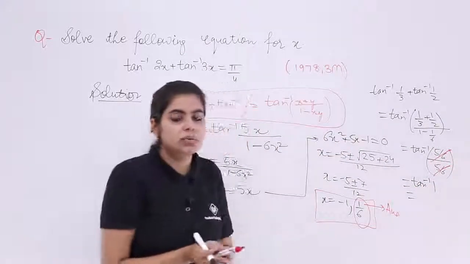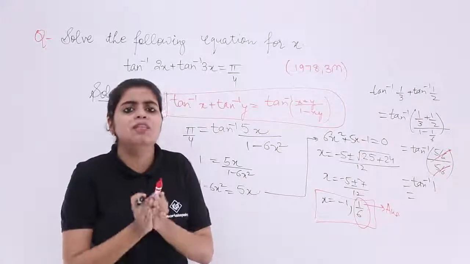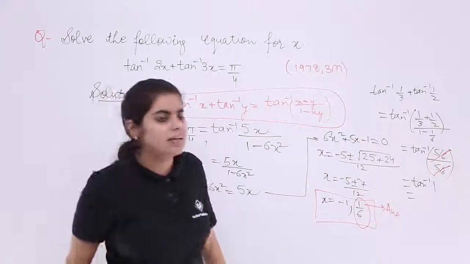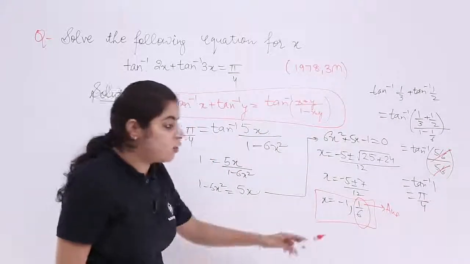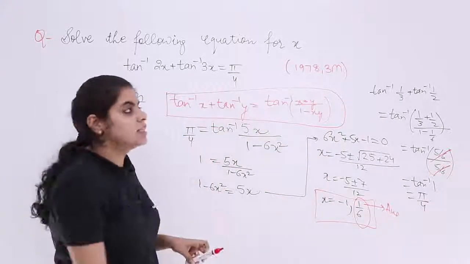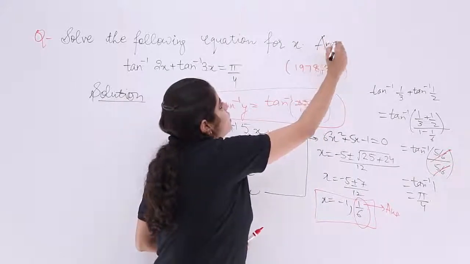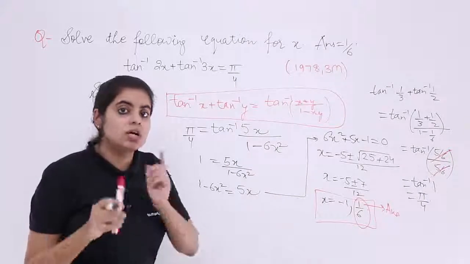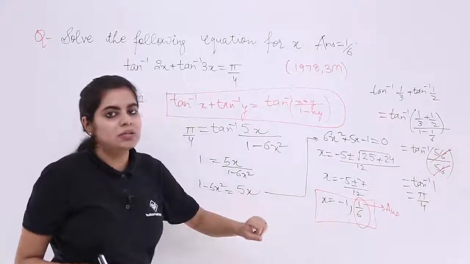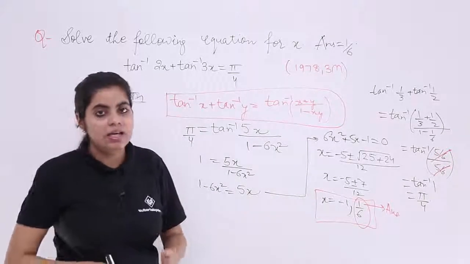And what is tan inverse 1? That means for what value of the angle is the value of tan 1? It is pi by 4. So you see you got the value pi by 4 for 1 by 6. So that means the answer to this question is only 1 by 6. Why only 1 by 6? Because if you put minus 1 in place of x, you wouldn't ever get pi by 4.